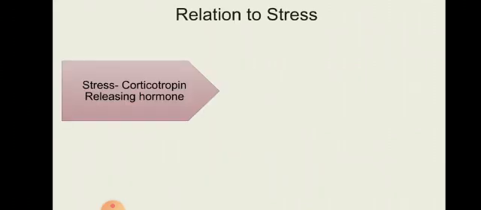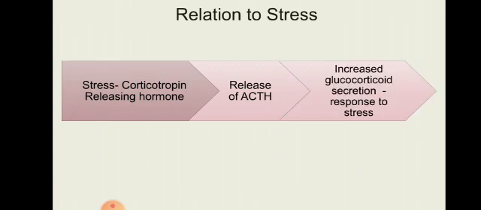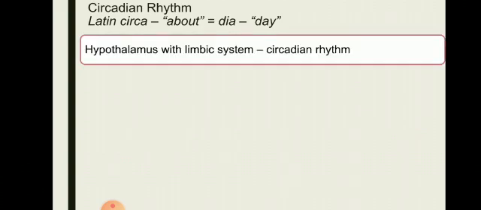So now let's see what is the relation of the hypothalamus to stress. Stress acts through the release of a hormone, the corticotropin releasing hormone. So because of stress, there is a release of corticotropin releasing hormone. That leads to an increased glucocorticoid secretion. So basically, an increased glucocorticoid secretion is the response of the body to increased stress.